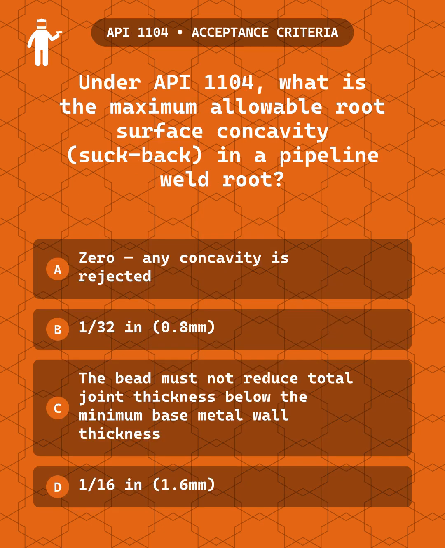Question 8. Under API 1104, what is the maximum allowable root surface concavity, or suckback, in a pipeline weld root? Is it A, 0 tolerance, B, 1/32 of an inch, C, the bead must not reduce total joint thickness below the minimum base metal wall thickness, or D, 1/16 of an inch?